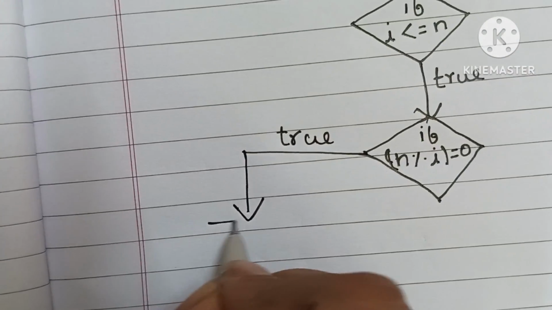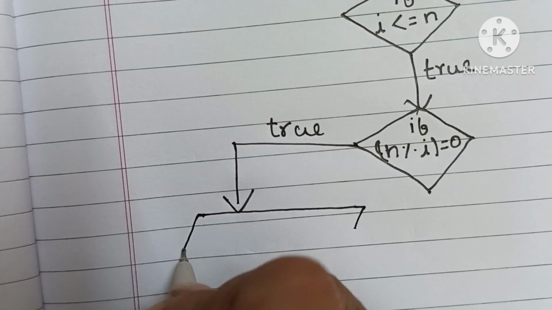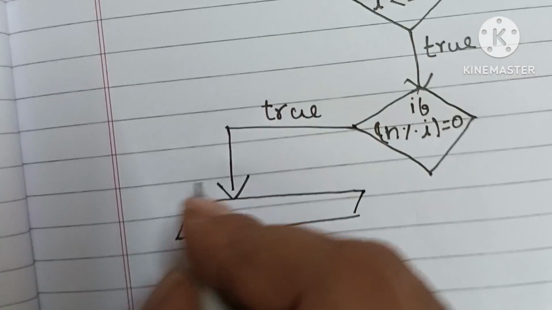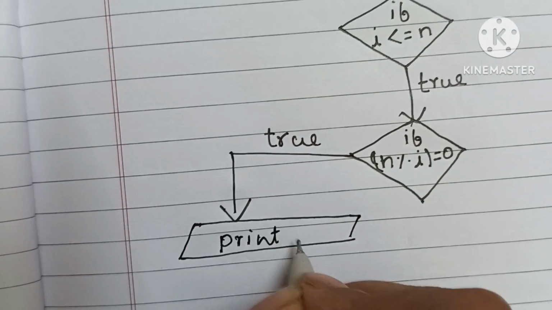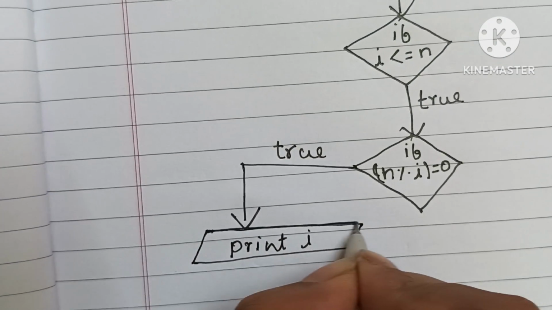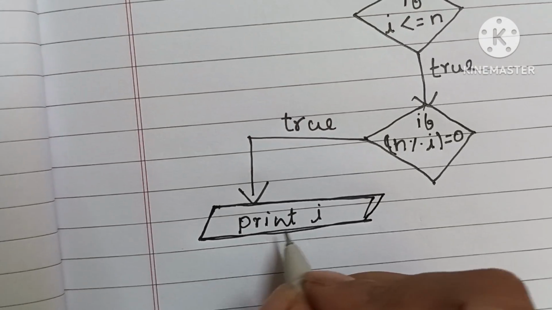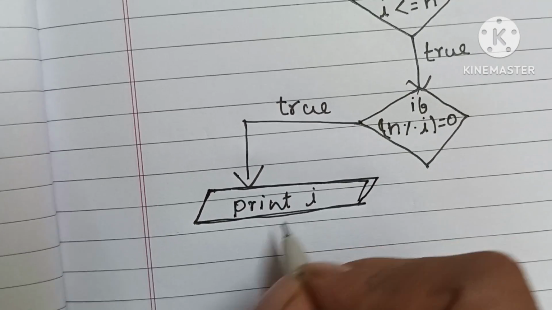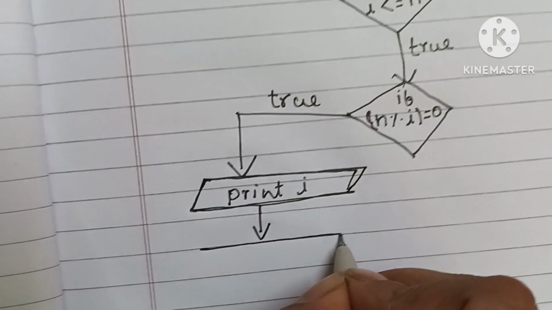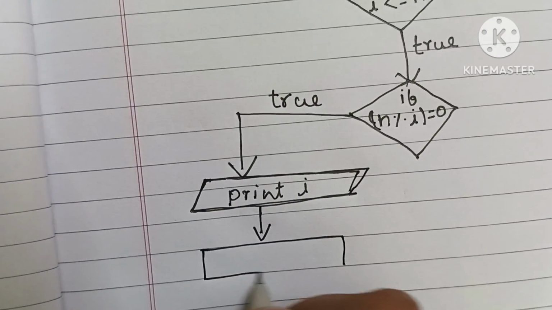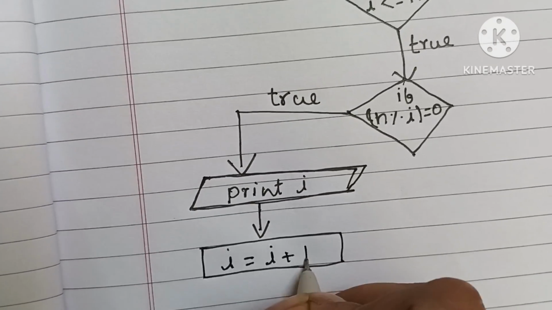we have to print the I value. If this condition is true, we have to print the I value. Output is written within a parallelogram shape. Within the parallelogram shape, you have to write print I. Next, increase the value of I by 1. I is equal to I plus 1.